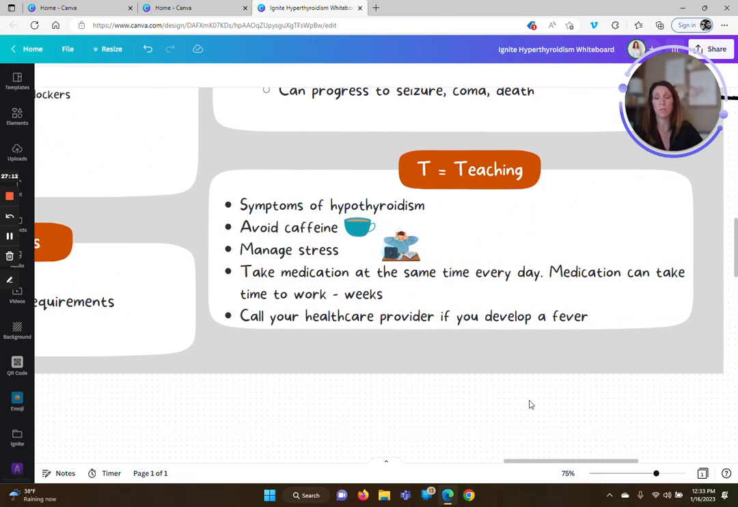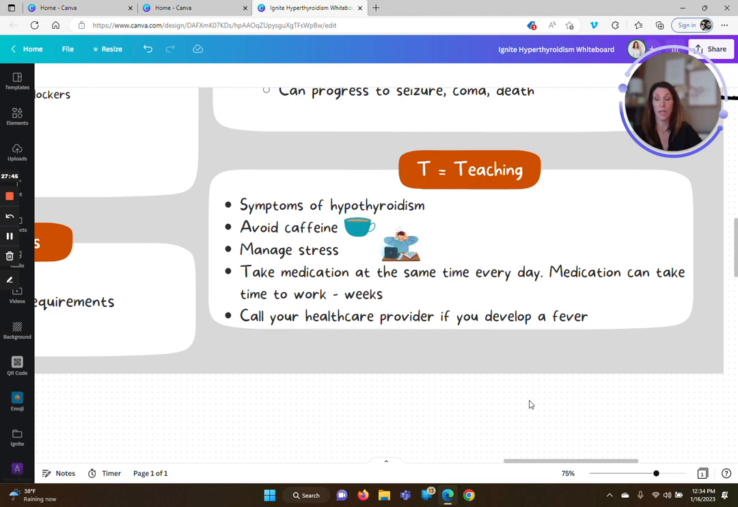They need to know the symptoms of hypothyroidism. So if they're getting too much thyroid hormone, they may develop the symptoms of hypothyroidism, so they need to be watching for that. They should avoid caffeine. We don't need anything else that's going to hype these people up. Manage stress. If they're really stressed, that may already affect blood pressure and things like that. So we don't need that on top of this. They need to take the medication at the same time every single day. Okay? And it can take time to work. It can take weeks to work.